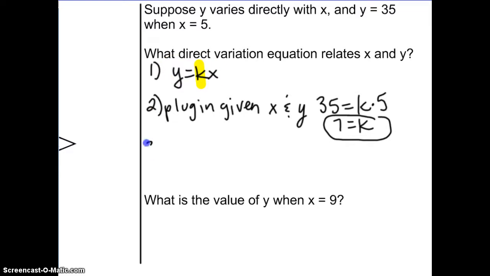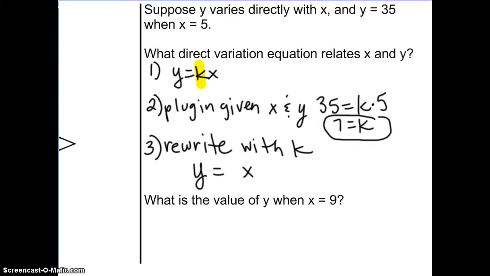equation. So now you rewrite with k. So y equals something x. We found that k was 7, so my equation is y equals 7x. So you start with your y equals kx, you write it down, you plug in what you know, y was 35, x was 5, and you figure out what k is, and then you rewrite it.